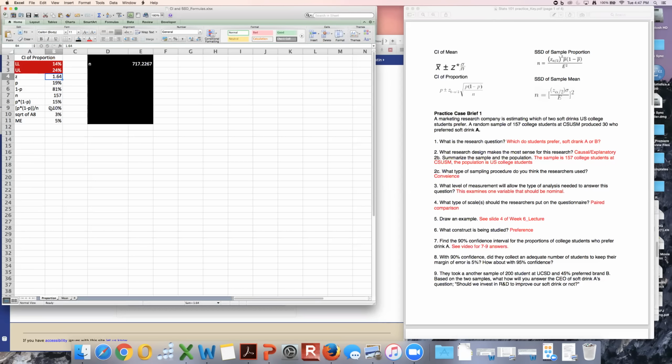Then it calculates for me the square root of everything, which is 3%, okay? And lastly, I'll block this out for now, and lastly, it gives me my confidence interval of 14 and 24%.